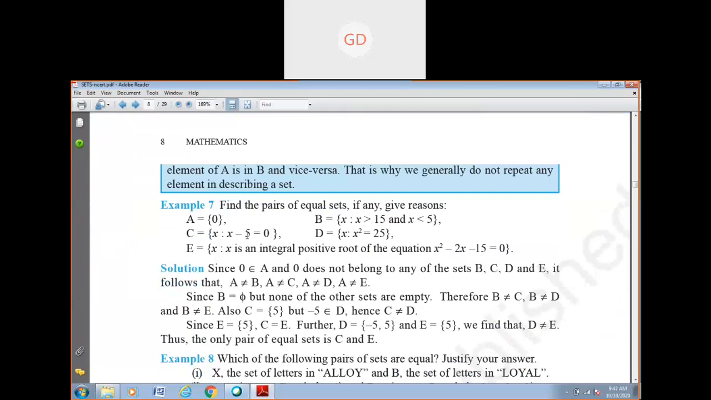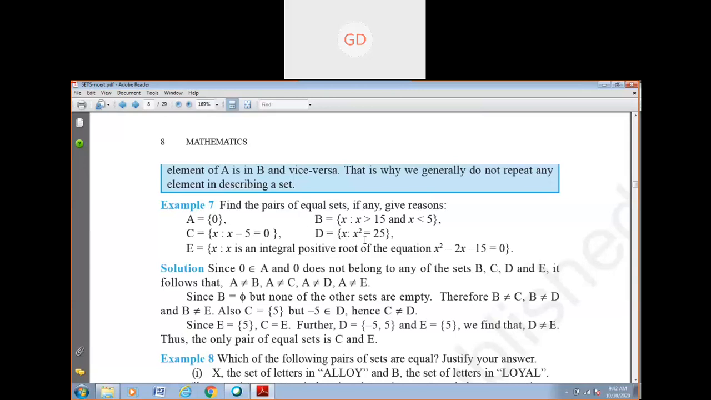C is x such that x minus 5 is equal to 0. So it is simply x equal to 5. So C consists of only one element, that is 5. No other condition is given, only x minus 5 equal to 0. That means x equal to 5. So C consists of only one element, that is 5.